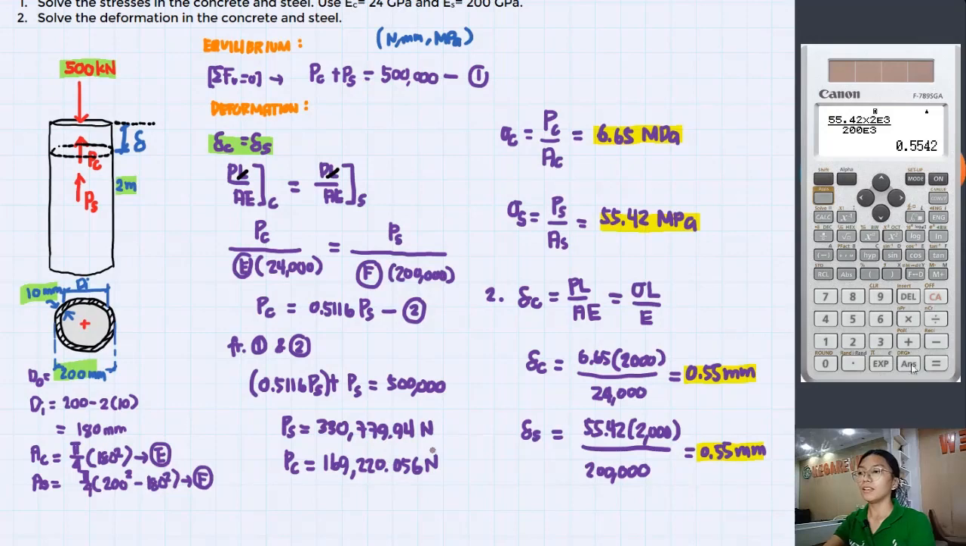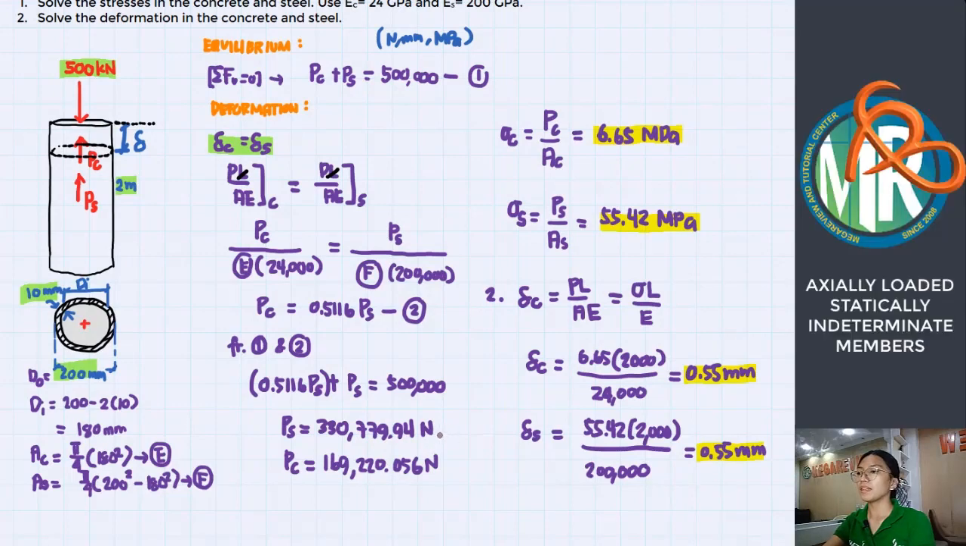Pwede rin in getting the values PS and PC, you can use the equation mode na nasa calculator nyo. So you just have to generate two equations. Okay, yun na nga, yung isa sa equation natin is this one. And then, yung second equation natin would be this one. Tama? So, gagawin mo lang is i-rewrite mo yung equation na to para maging same ng mga variables dito.